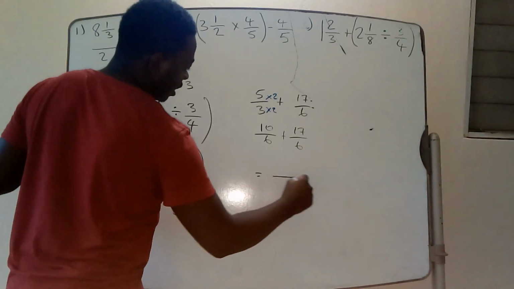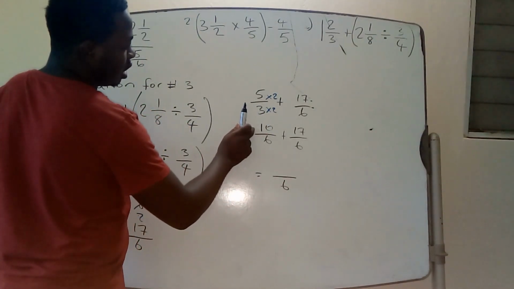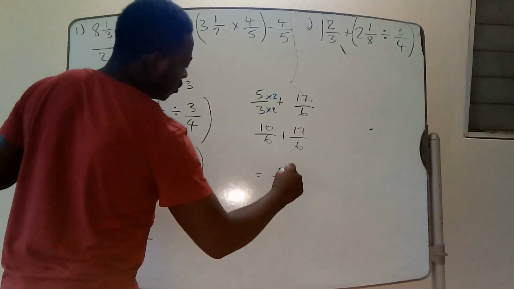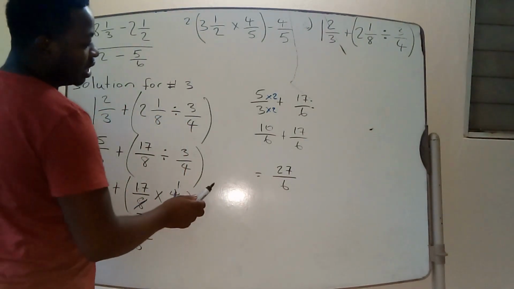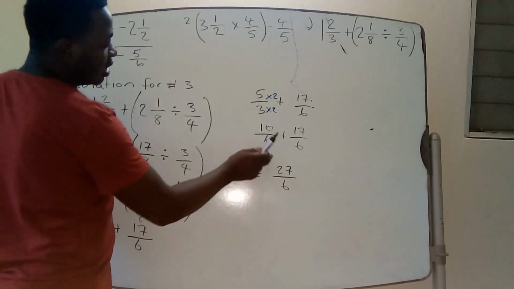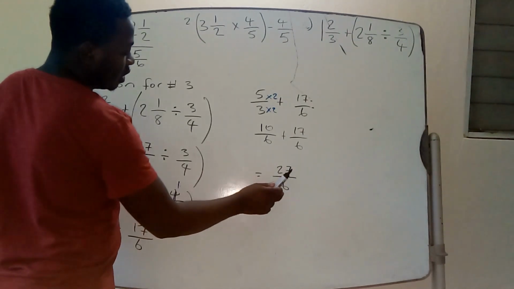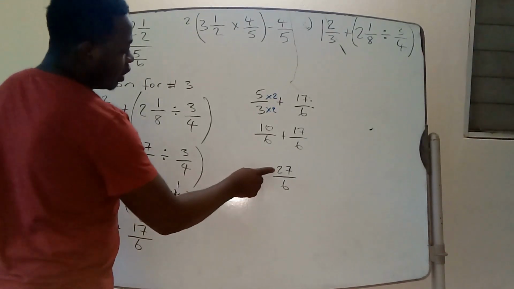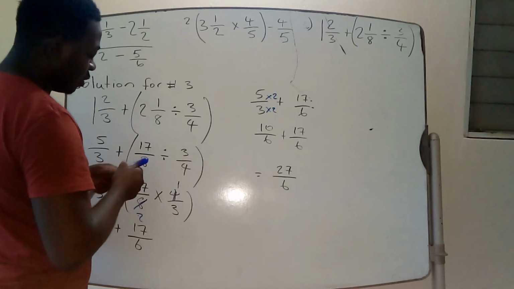So I'm going to keep my denominator of 6. I'm just simply going to add the numerators. So 10 plus 17, that's going to be 27. Now, at this stage, you're going to ask yourself, can this fraction be reduced? I have 27 and I have 6. Yes, this fraction can be reduced. Both 27 and 6 can be divided by 3, right?